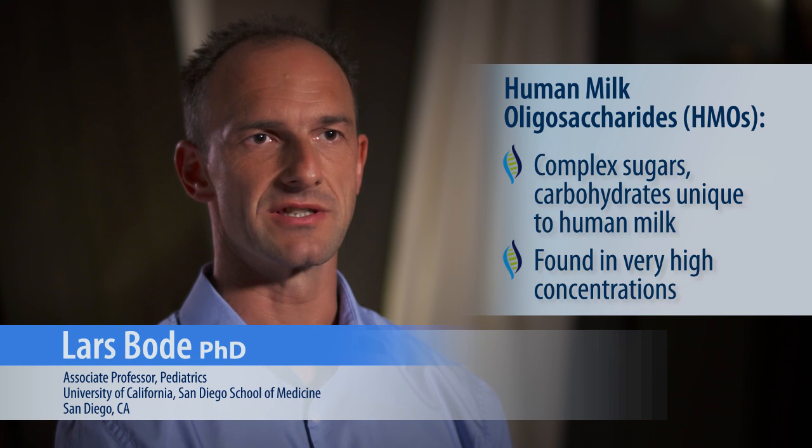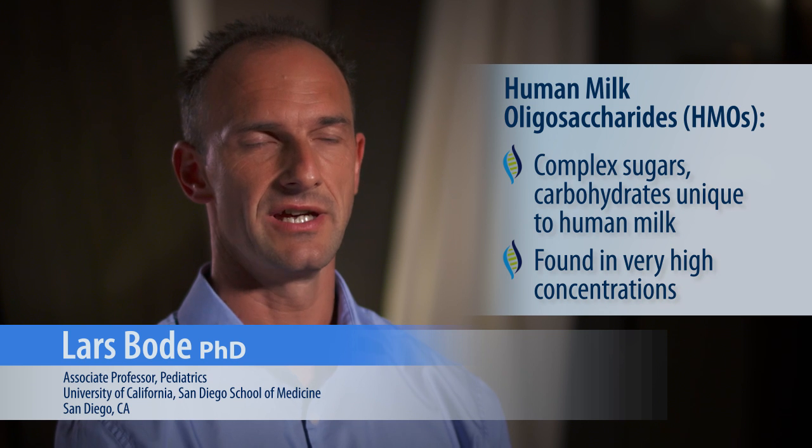Human milk oligosaccharides are complex sugars, carbohydrates that are found uniquely in human milk. They're at very high concentrations that often exceed the concentrations of human milk proteins. And the question now is, why does mom make these oligosaccharides and what is the benefit for the infant? The variety of oligosaccharides really gives us a tool to understand what the different oligosaccharides do.